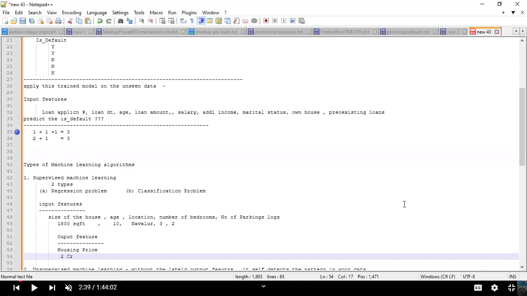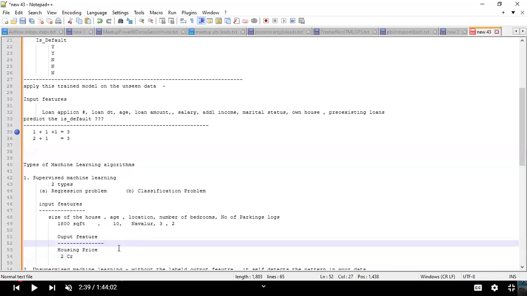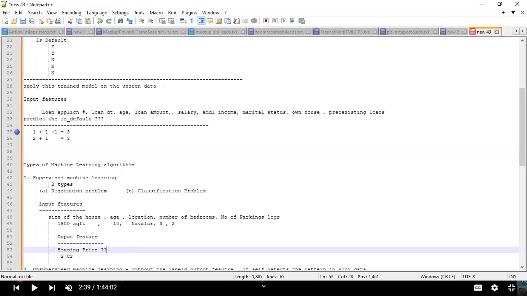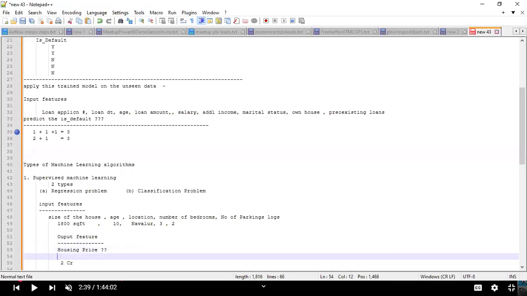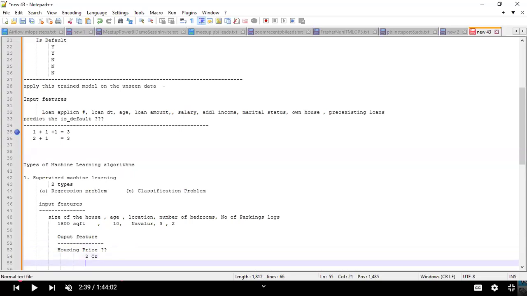It's simple common sense, right? So now you are predicting and telling that. You learned the pattern already. If somebody asks you a slightly different specification, for example, mine is 1,790 square feet, age of the house 10, Navalur, and 3-bedroom house, 2 parking lots. What is the expected housing price? Because you already trained this model with this data, now you need to apply this model on the unseen data.